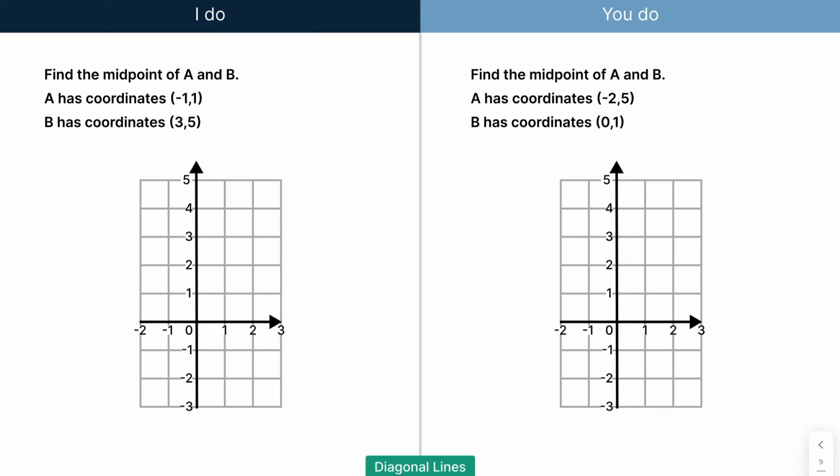Now moving on, we're looking at diagonal lines. So again, we're going to plot A and B. A is -1, 1. And B is 3, 5. So now it's a diagonal line.